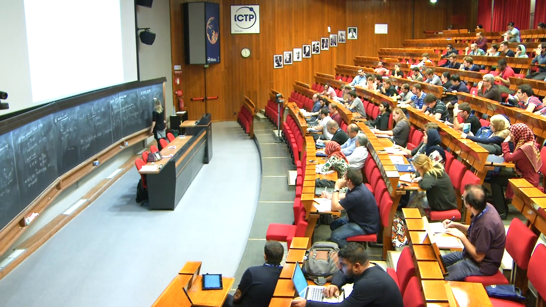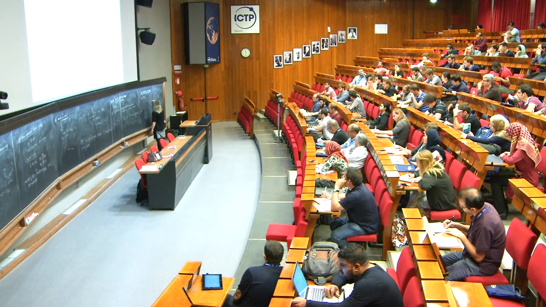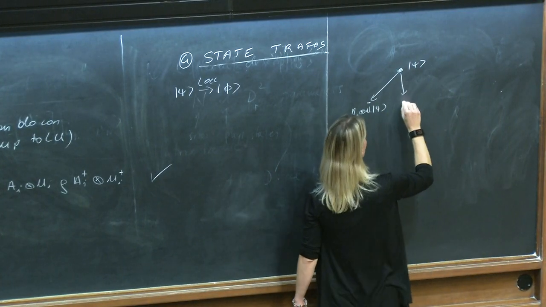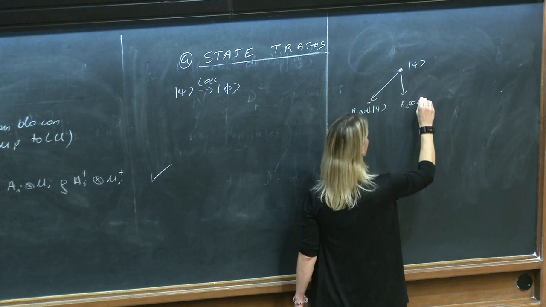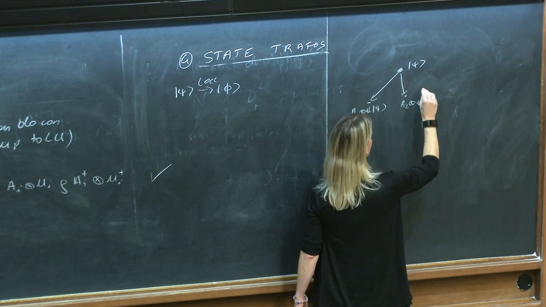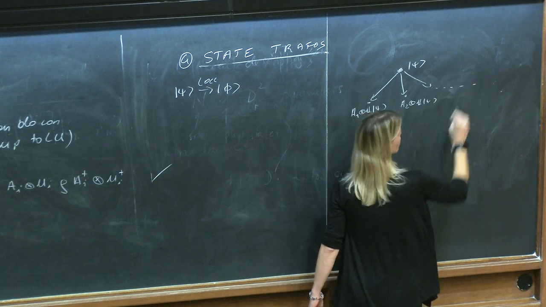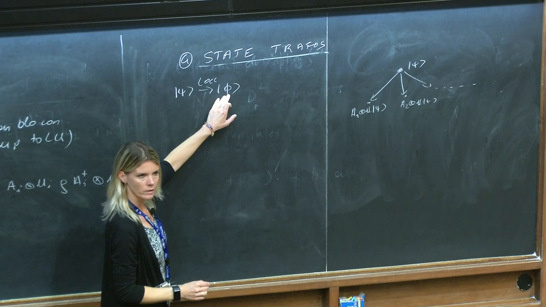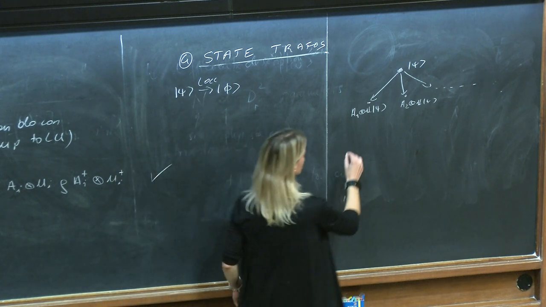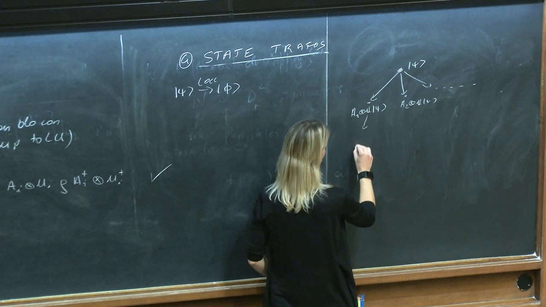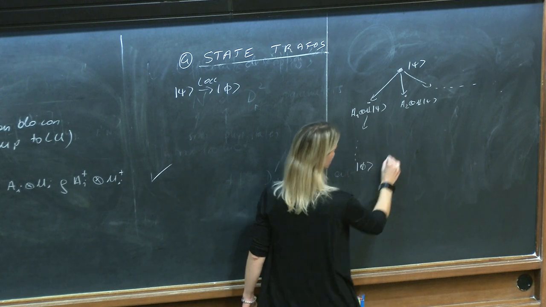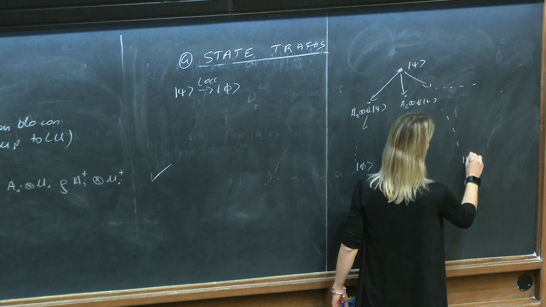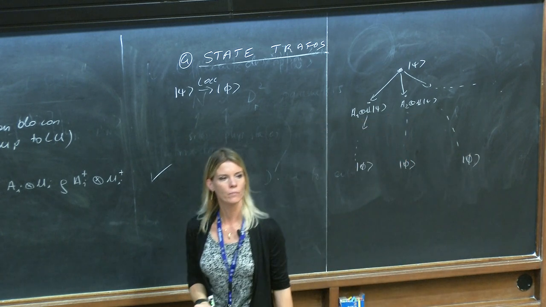Well, Alice applies some measurement, right? So I get here some A_1 tensor identity applied to psi. This would be the first outcome. The second outcome would be A_2 tensor identity applied to psi, and so on, and so on. Now, if I want to reach the state phi deterministically, it means that at some point of this protocol, I have to end up in the state phi for all the outcomes, for all the branches of this protocol. Okay, they must all be transformed to phi.